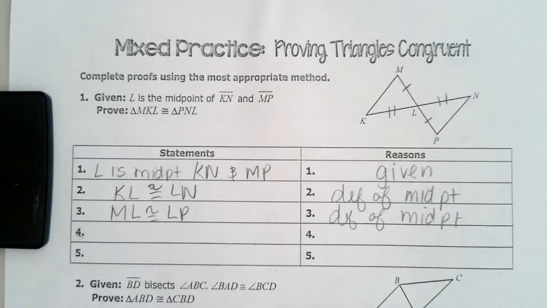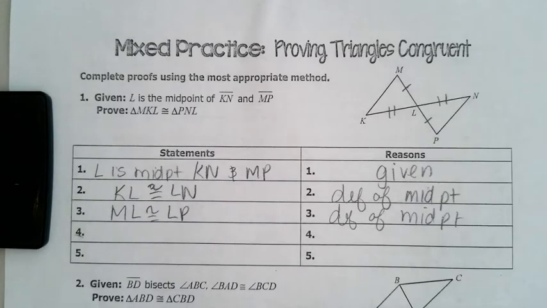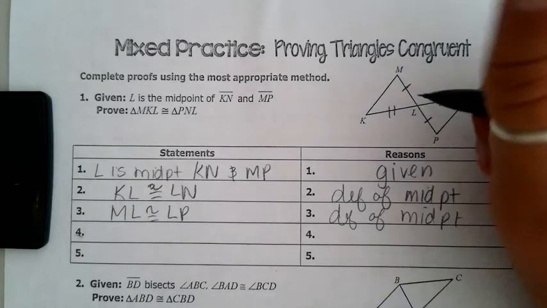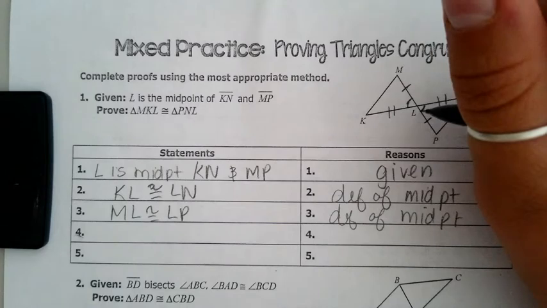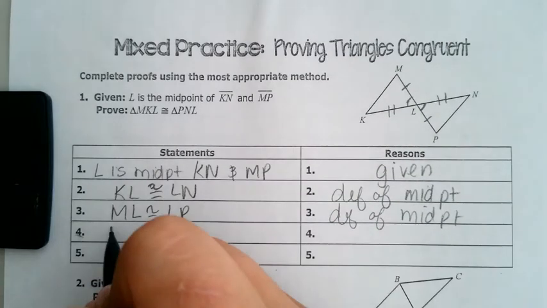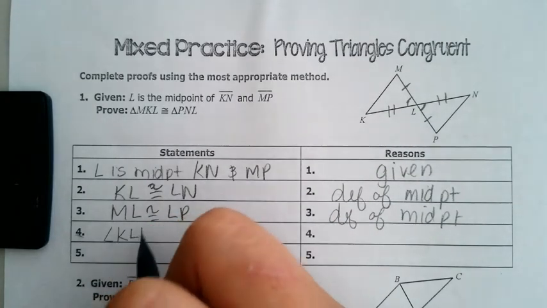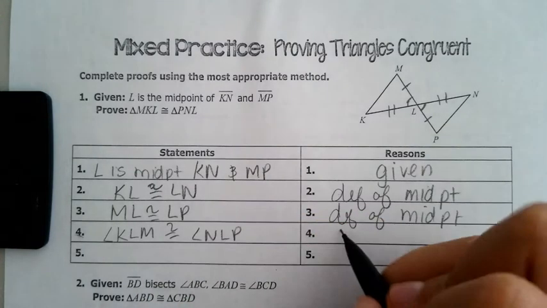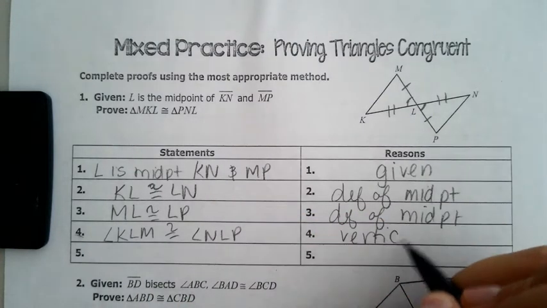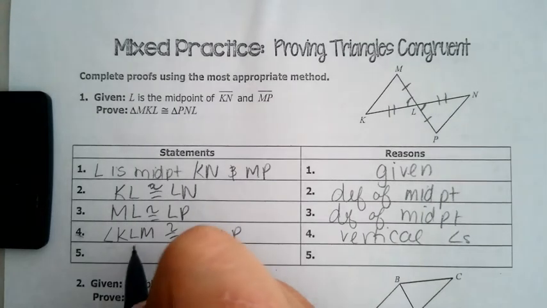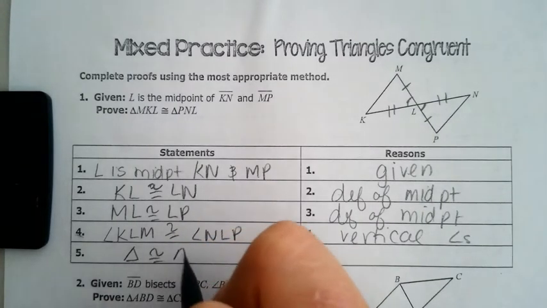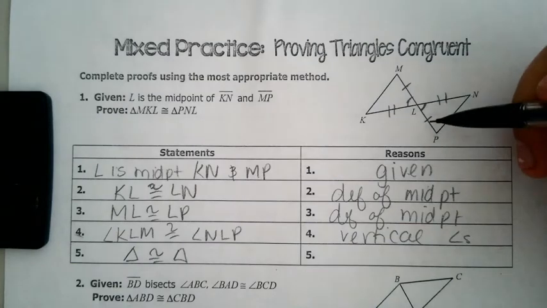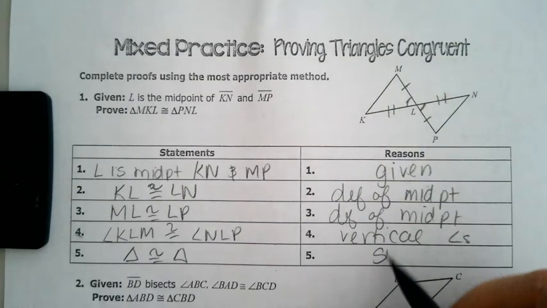Okay? So we have to look at this picture and we have to think what else we can identify. Well, I can see we have two angles here that would be equal. So angle KLM is congruent to angle NLP because these are vertical angles. Therefore, these triangles are congruent, and if we read it, side, angle, side.